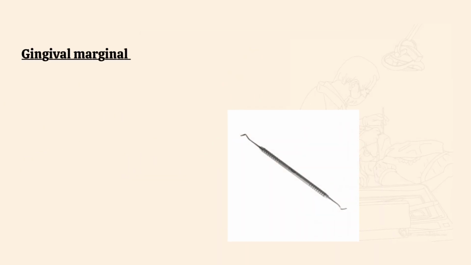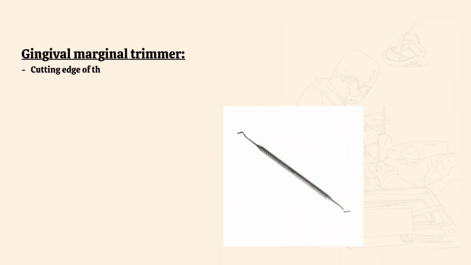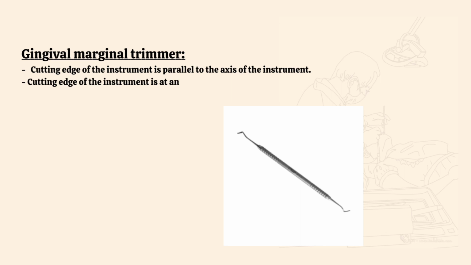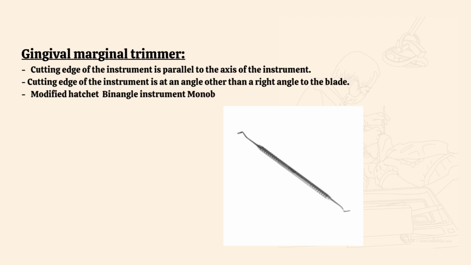Gingival marginal trimmer. Cutting edge of the instrument is parallel to the axis of the instrument. Cutting edge of the instrument is at an angle other than a right angle to the blade. Modified hatchet. Bi-angle instrument, mono-beveled, double-plane instrument, better lateral scraping efficiency, scooping effect.